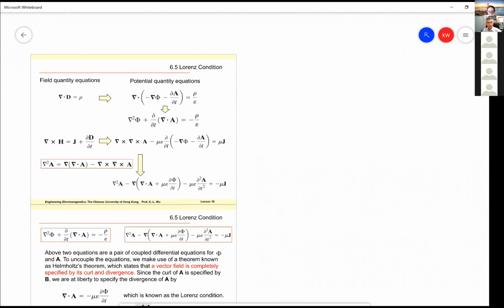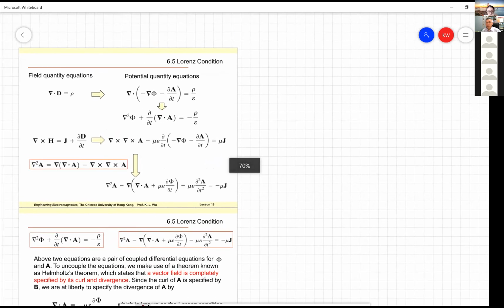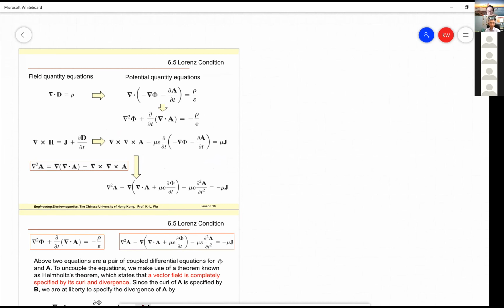Are vector potential A and scalar potential phi independent? Do they have to be independent? The answer is no. This is one thing we need to answer immediately. Another question we need to answer is how to find these two potential functions if we know the source, that is, if we know the current distribution in free space and the charge distribution.